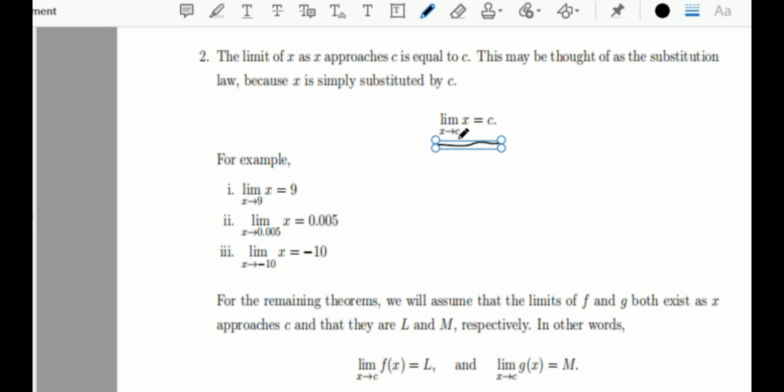Take note, the form must be like this: the limit of x. No other number, no other variable, or no other term, only x. If you have the limit of x as x approaches c, then the result is c. That is theorem number 2. For the next theorems, we will assume that the limits of f and g both exist as x approaches c, and that they are L and M respectively. In other words, the limit of f is L and the limit of g is M as x approaches c.